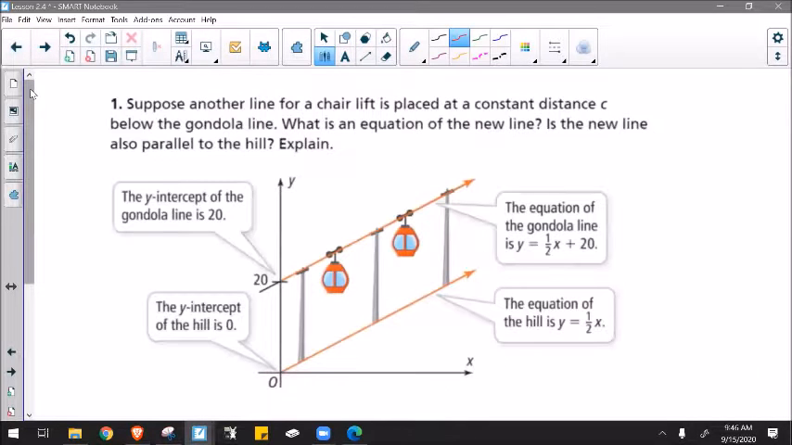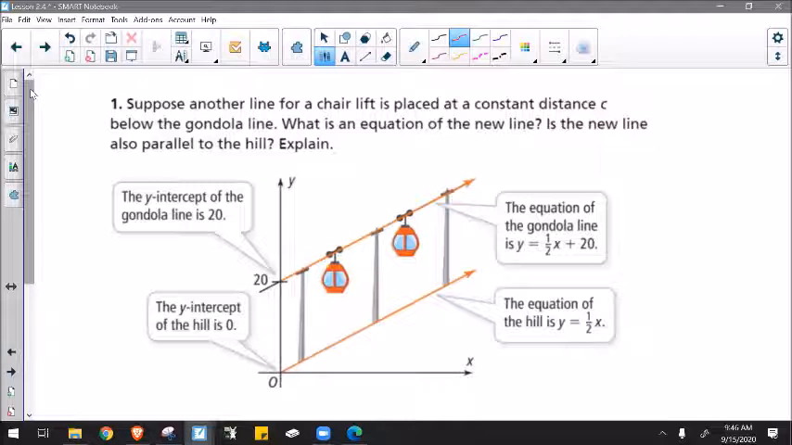All right, and I think that's kind of all we need, right? We can go home. Lesson's over. No. Suppose another line for the chairlift is placed at a constant distance c below the gondola line. What is the equation of the new line?